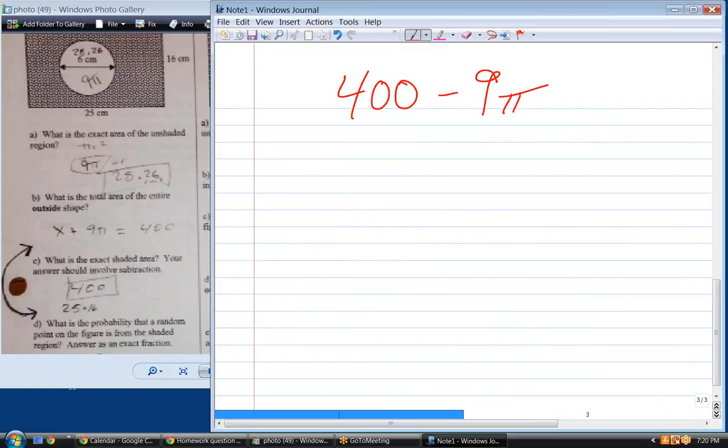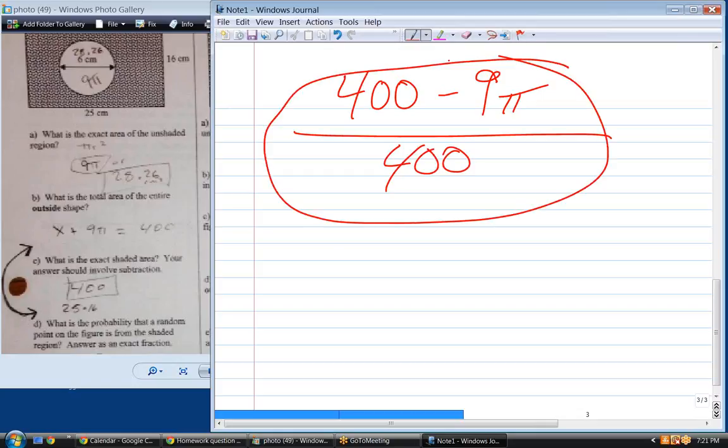So what's the fraction? Let's see. That's the shaded region. I've got to divide it by what? 9 pi? Or no, the total area. Total area, 400. Okay. Now, can I do anything with that?